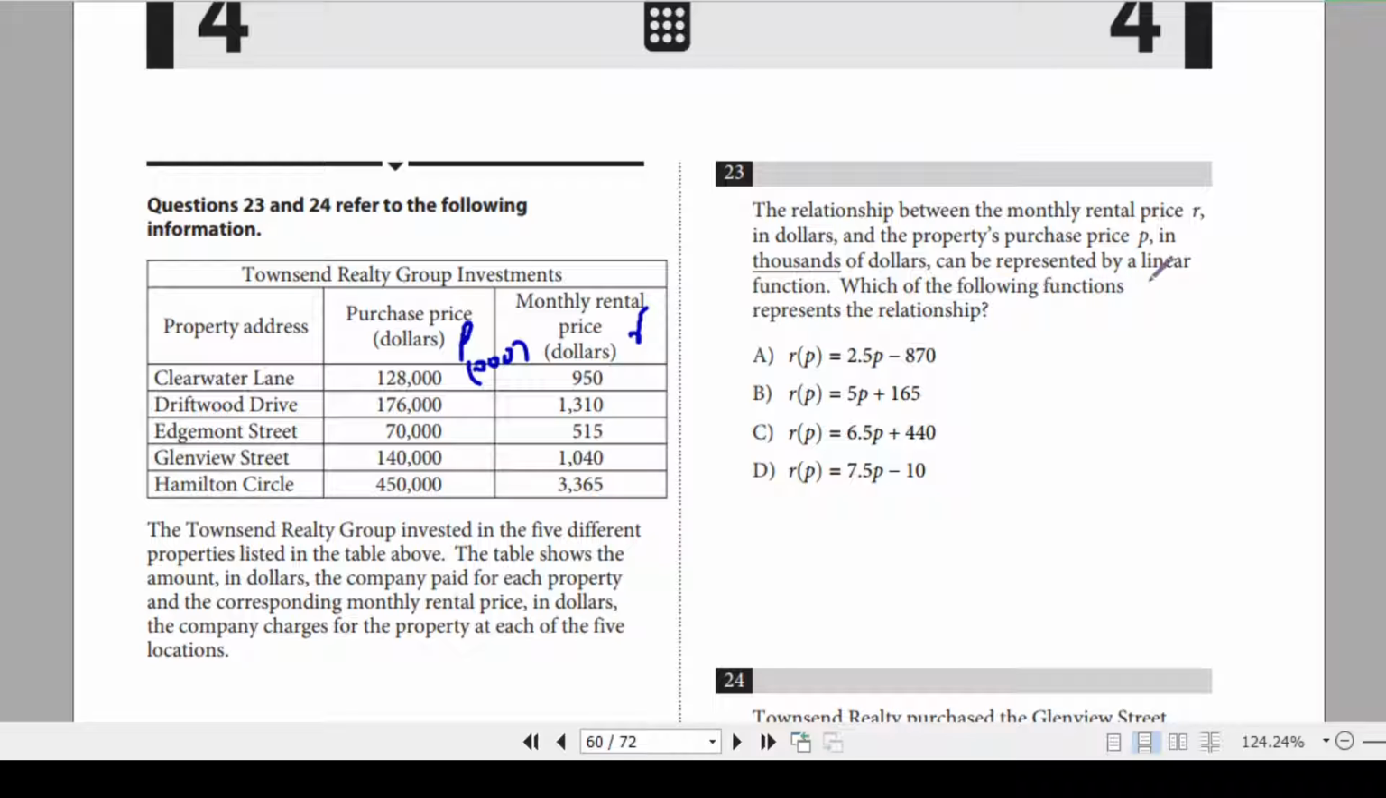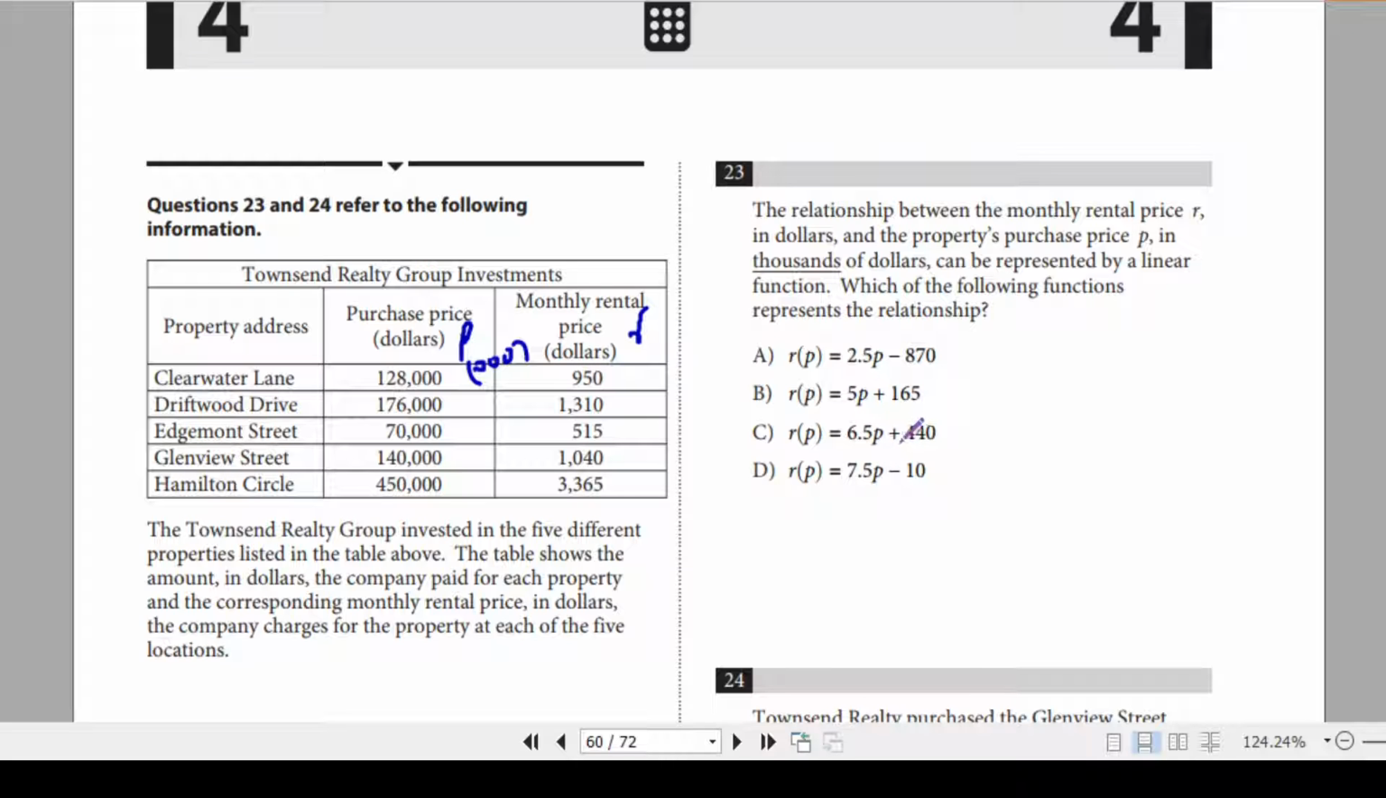This whole thing can be represented by a linear function. Which of the following functions represents the relationship? One way of doing it is to take two points from here, find the slope and a point, and find the equation. But the best way of solving this type of question is to just plug in the value. Plug in 128 for P and see if you get 950 as the rental price. If we get it from here, that's your answer, or here, or here, or here.